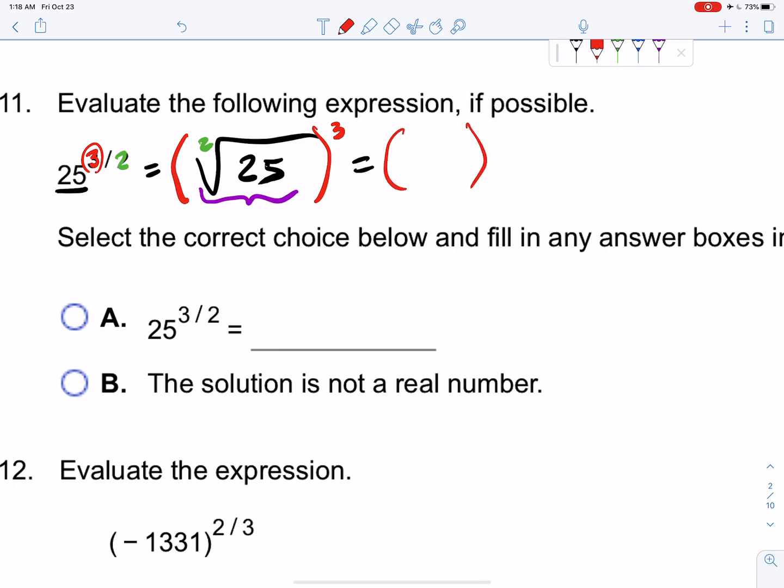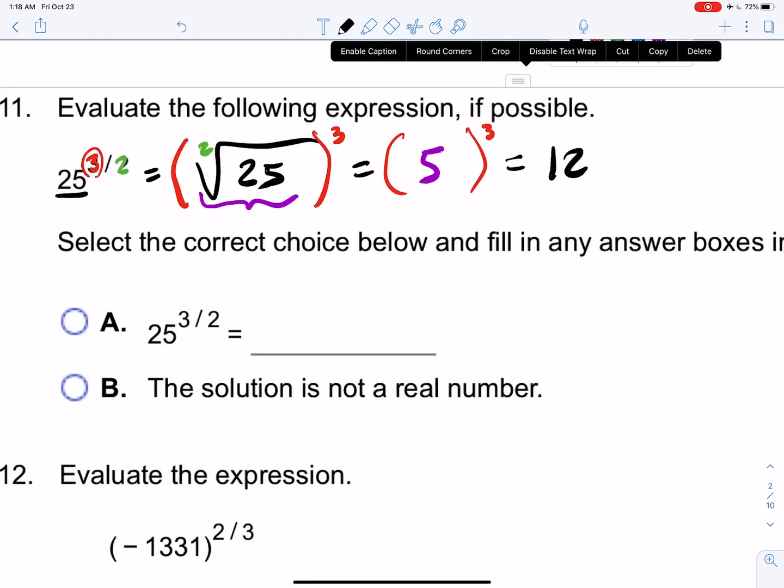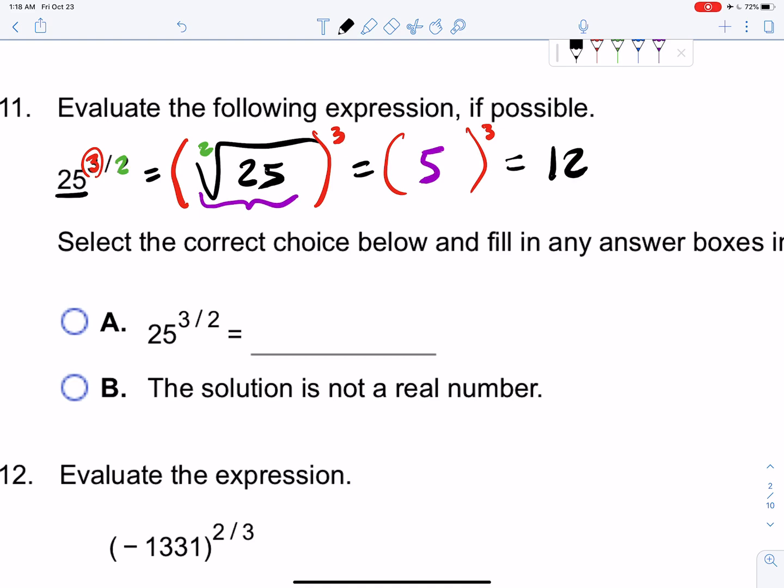So what did I say the stuff in purple was going to be? Well, the square root of 25 is just 5. And it says it better be raised to the 3rd power. And I know that this is just 5 times 5 times 5. 25 times 5, well, 125, right? So we've got this as 125. Whoa, thing's freaking out on me. 125. And so this is 125 as a final answer.